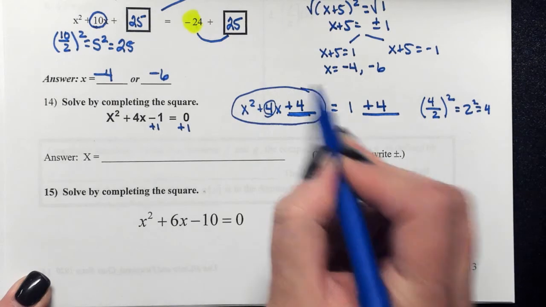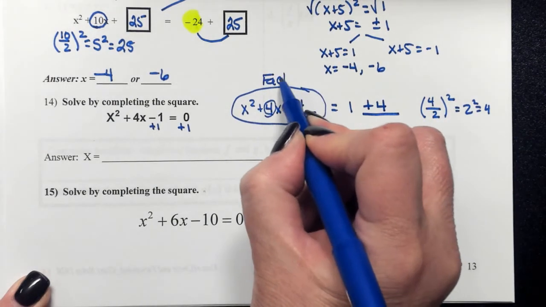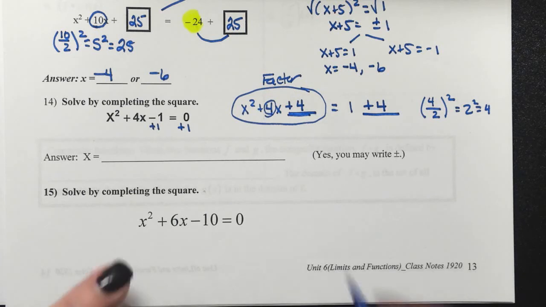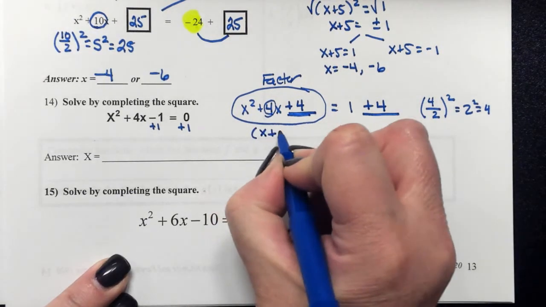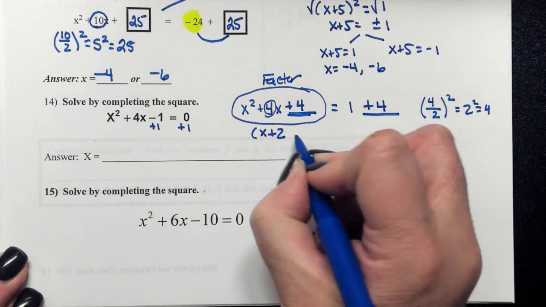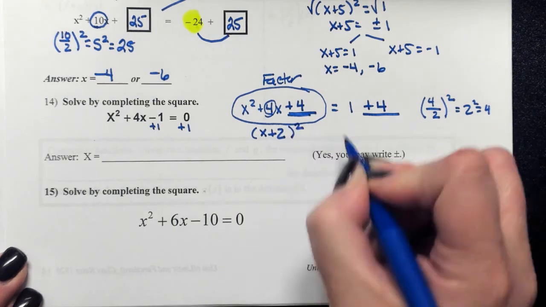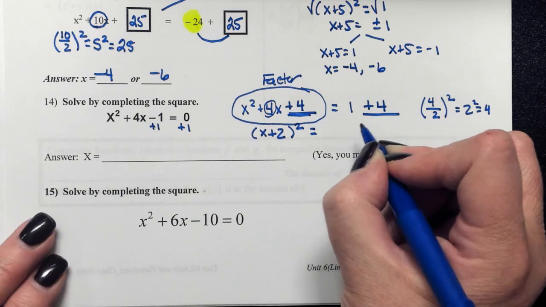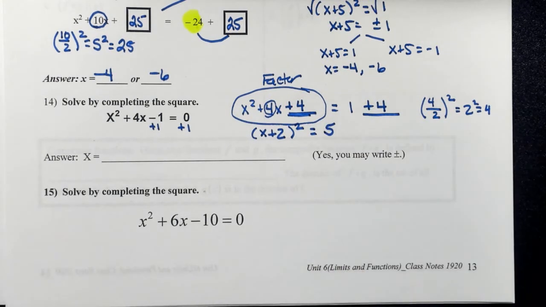After you add the 4, you should be able to factor this. What does x squared plus 4x plus 4 factor into? That factors into x plus 2 and x plus 2, or I can write it as x plus 2 to the second, equals what? What's 1 plus 4? 5.